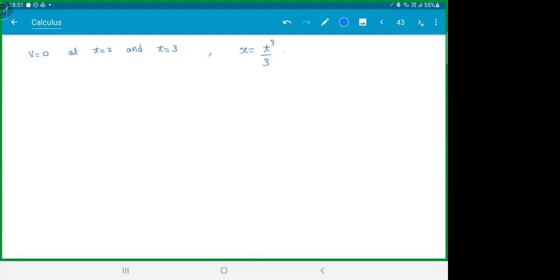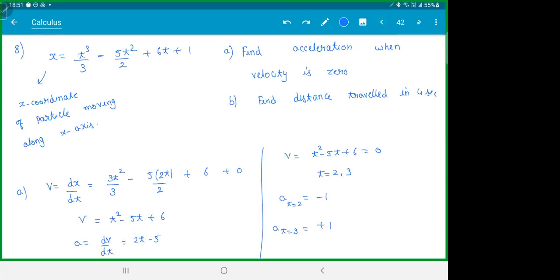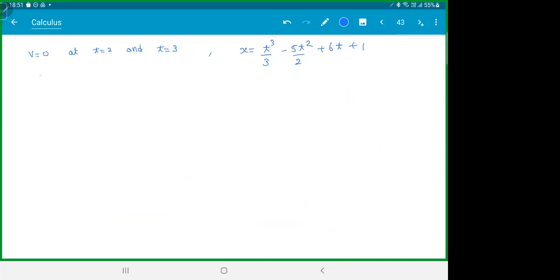X is t cubed by 3 minus 5t squared by 2 plus 6t plus 1. So this is what's happening. The particle turns back at t is 2 and t is 3. First thing, at time t is 0, x is equal to 1, so you're starting somewhere here. At t is equal to 2, where are you? x is equal to 8 by 3 minus 10 plus 12 plus 1, which is 17 by 3.